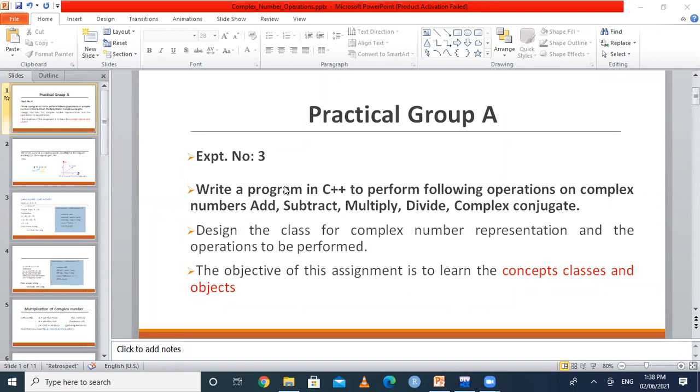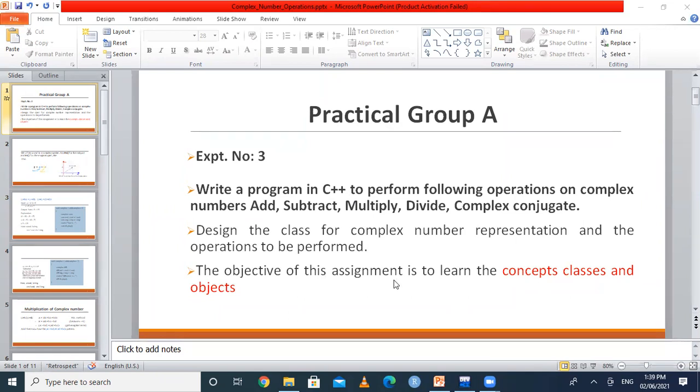And here there is a program for us: a program in C++ to perform the following operations on complex numbers. These operations are addition, subtraction, multiplication, division, as well as finding the complex conjugate of a given complex number. So this program is for complex numbers with different operations. Here we have to design a class for the complex number, means we have to define a class and perform operations using that class.